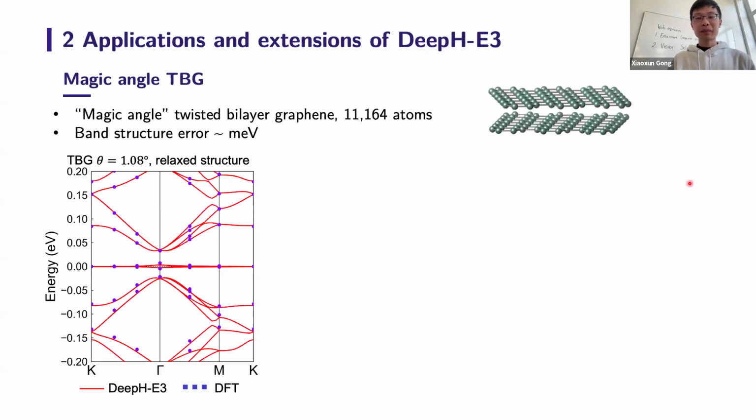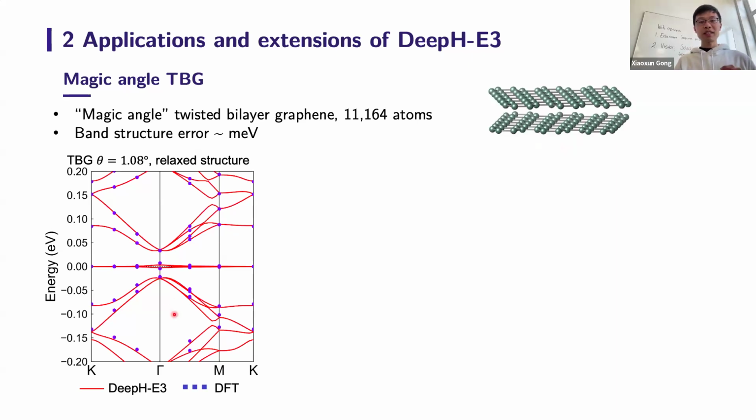Okay, so now I will go to the applications and extensions of the DeepH method. Let me go back to the magic angle twisted bilayer graphene example, which I have very briefly talked about in the beginning of my talk. This magic angle twisted bilayer graphene has 11,000 atoms, and here we can see that these blue dots are the brute force computed DFT band structure, and these red lines are the DFT band structure predicted by our neural network.